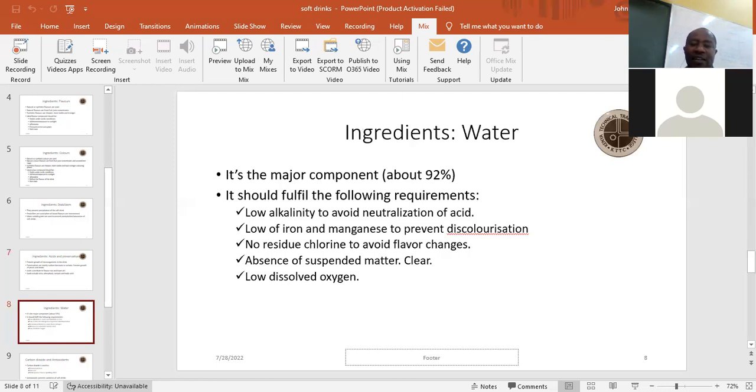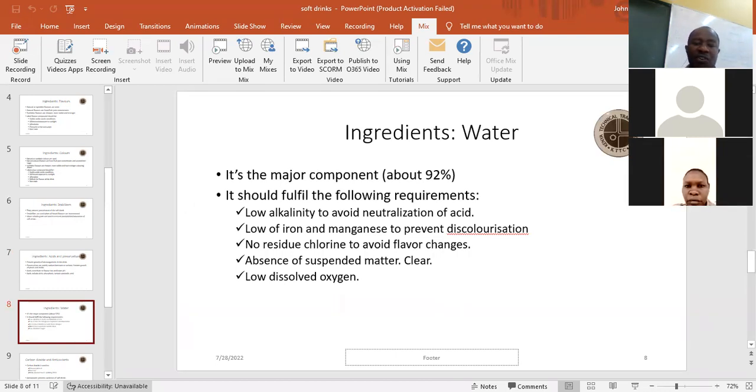It should have low iron and manganese to prevent discoloration of the drink, low residue to avoid off flavors, absence of suspended matter, and it should also have low dissolved oxygen. The high oxygen will cause discoloration. It may also lead to loss of vitamin C. So that's why we avoid as much as possible a lot of dissolved oxygen.